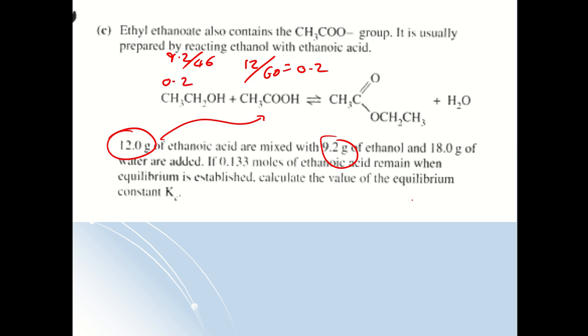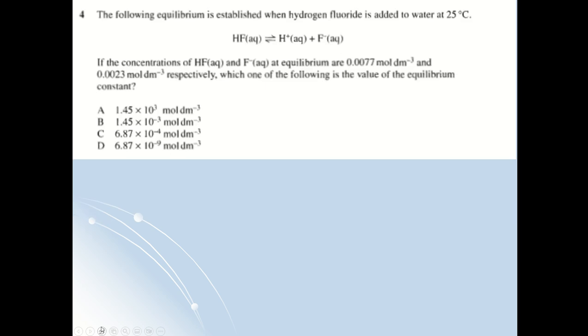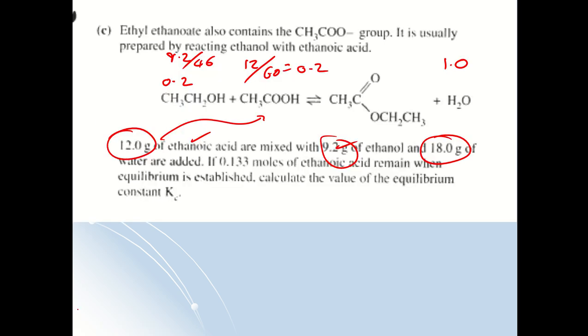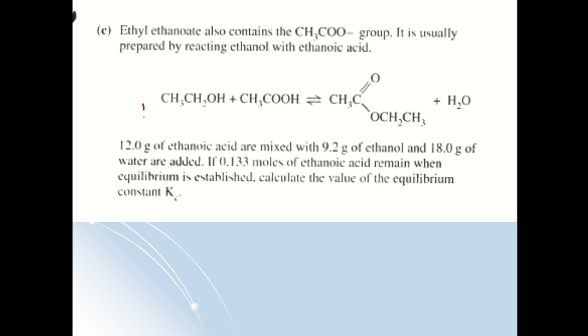Now, the reason why this one's a little bit different is we've added ethanoic acid, we've added ethanol, but they've also put in at the start, initially, 18 grams of water. 18 grams of water is 1.0 moles of water. So if I do, let me just tidy this up a bit so we can do our ICE. So ICE, we don't need a DC, that's 0.2, that's 0.2, that's 0 to begin with, but that's 1.0.